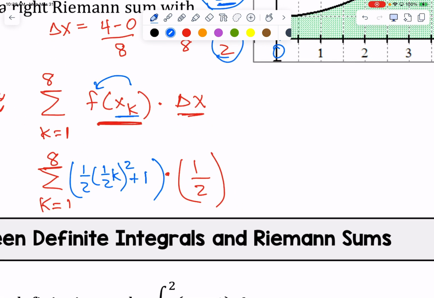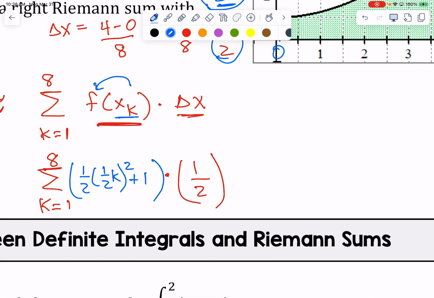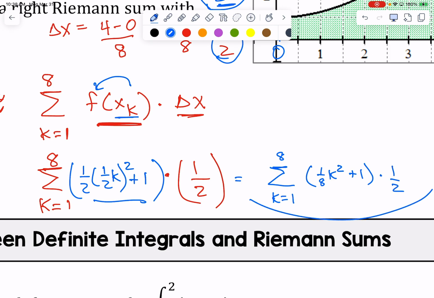Now, I have known them to do this on the AP exam. They will simplify this inside a little bit. So what is 1/2 k when you square it? 1/4 k squared. Then you multiply that by half, and it's really what? 1/8. So it might be that they have this answer in the multiple choice: the sum from k equals 1 to 8 of (1/8 k squared plus 1) times a half. And there's my Riemann sum.